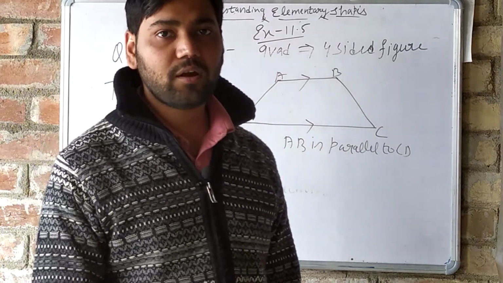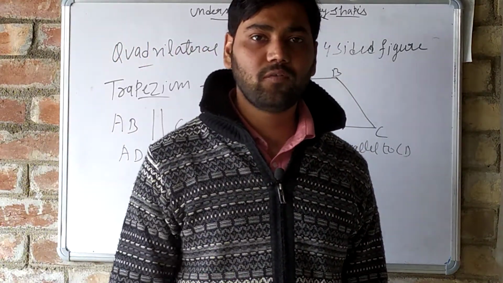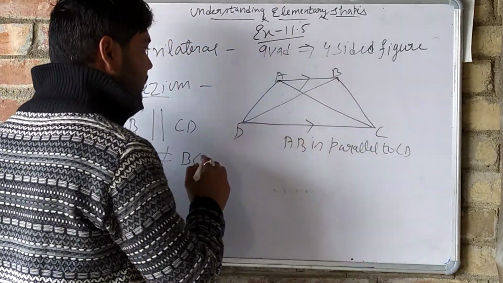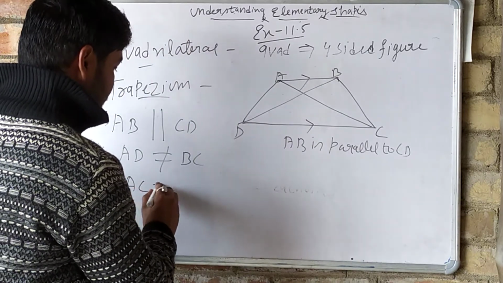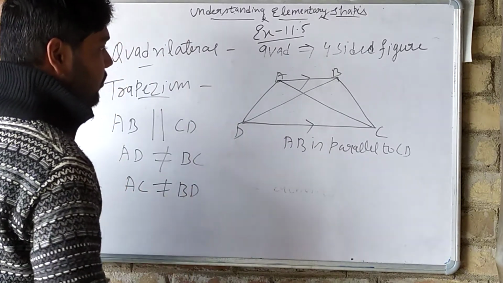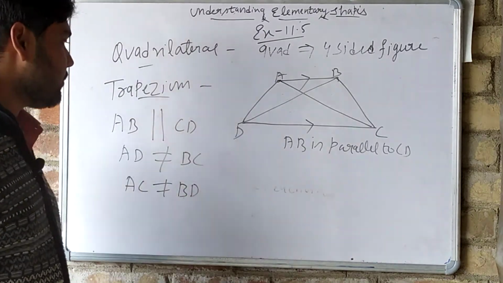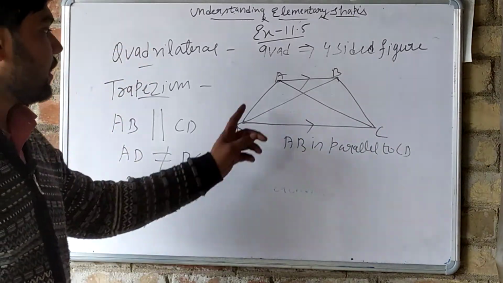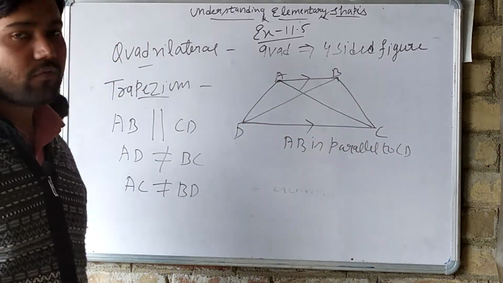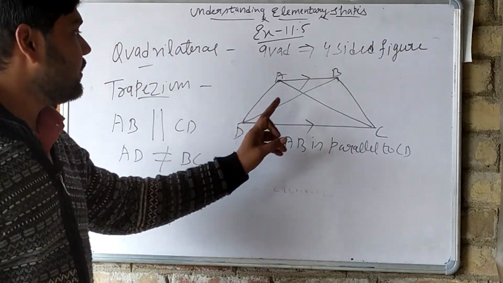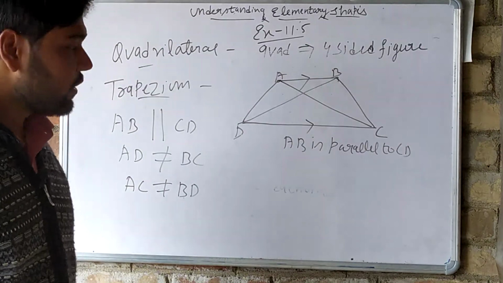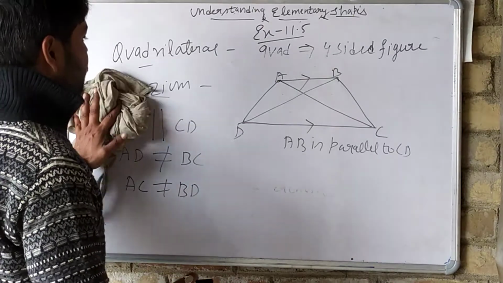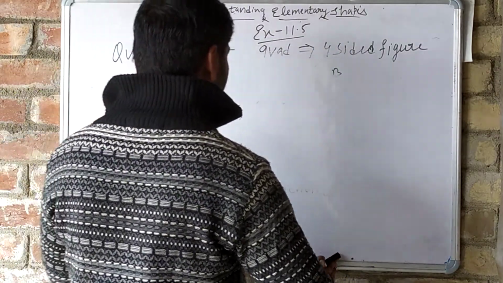The diagonals should be of different length. In trapezium the diagonals are of different length, that means diagonal AC is not equal to diagonal BD. So in trapezium we have studied that AB is parallel to DC, AC and BD are of different length, and sides AD and BC are also of different length. This is also a four-sided figure known as trapezium, which lies under the quadrilateral family.